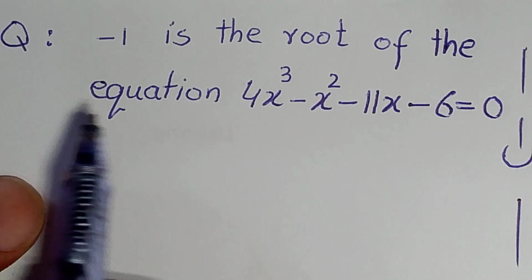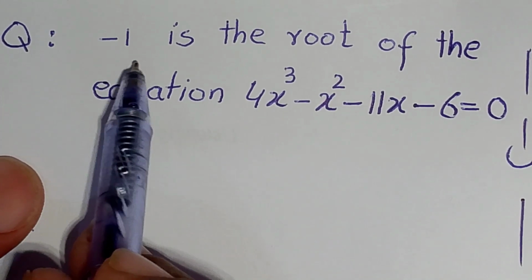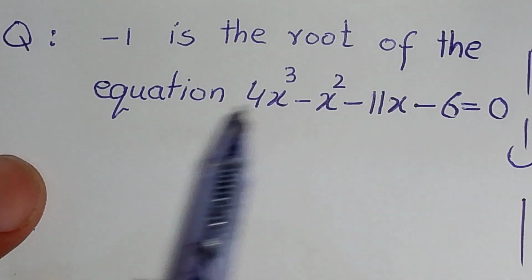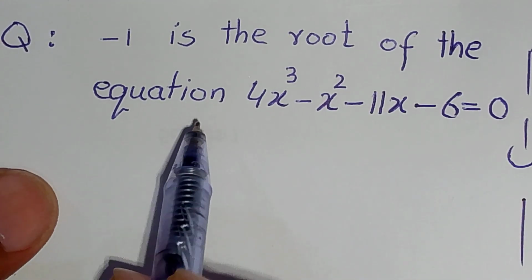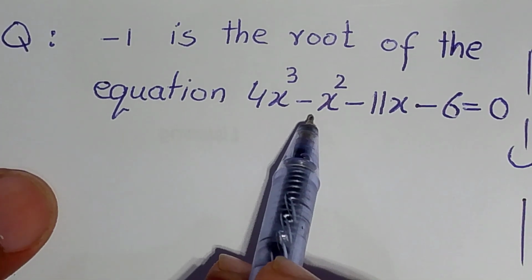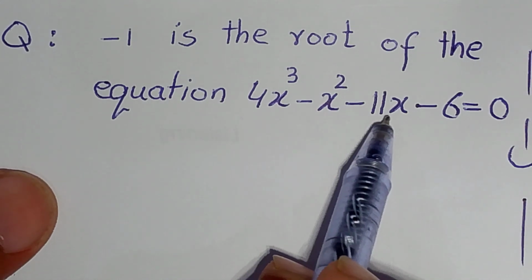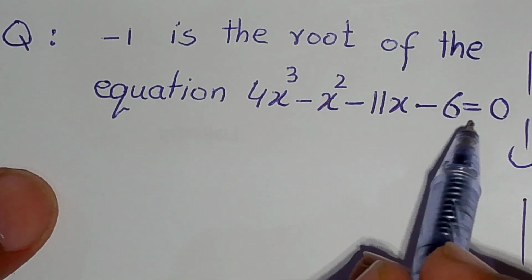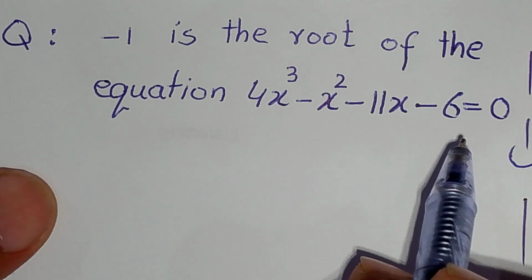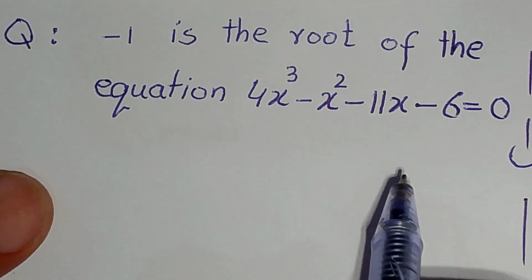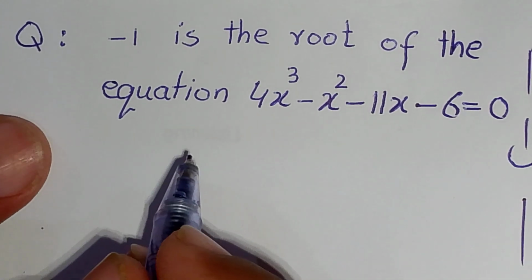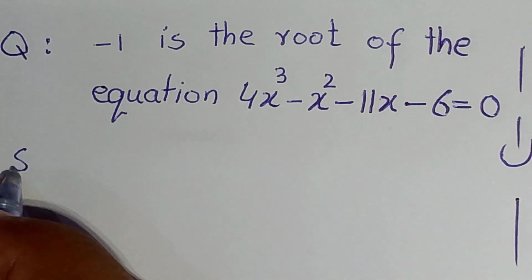Dear students, here is a question. -1 is the root of the equation 4x cubed minus x squared minus 11x minus 6 is equal to 0. So we have to find the roots. Okay, so solution.